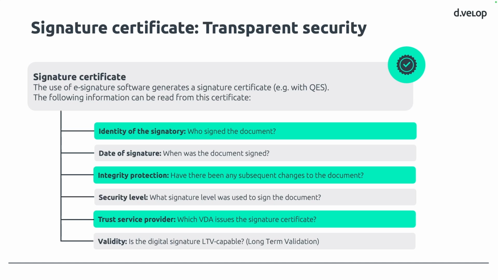What happens when a trust service provider issues a signature certificate? It stores the signer's important information in the document. First of all, what is this signature certificate anyway? A signature certificate stores all the important information of a signer in the document where the signature is applied. In this certificate, various pieces of information can be read electronically. For example, who signed? When was it signed? At what security level was it signed? Which trust service provider issued this certificate? And how long is this signature valid? All this information is basically the digital equivalent of a handwritten signature.